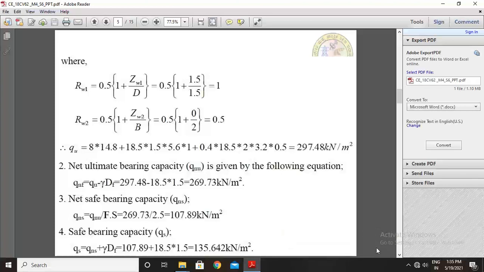This is the calculation for this type of problem. For any type of problem where slight data are changed and water table conditions are changed, you follow the same SBC calculation steps, substitute the values, and finally we get the SBC. So that is the main logic.